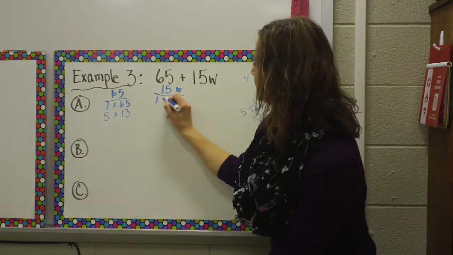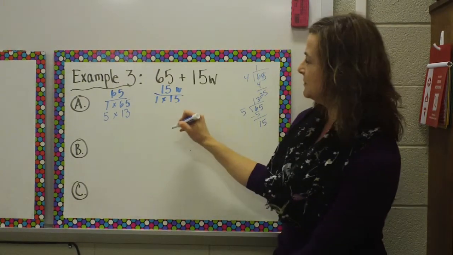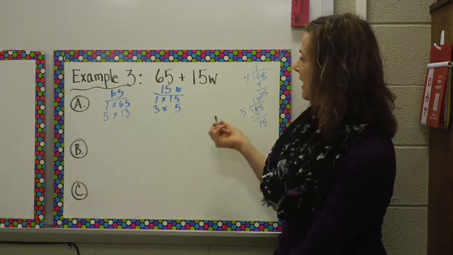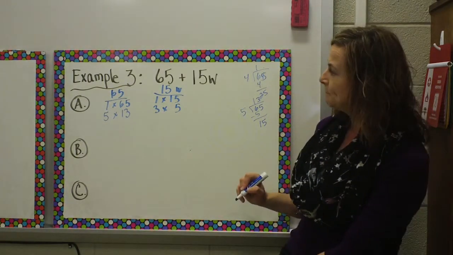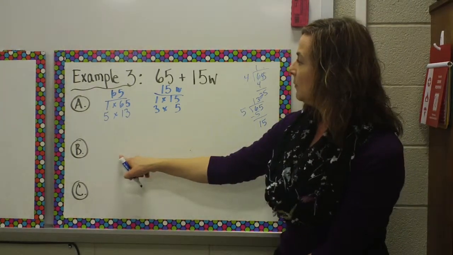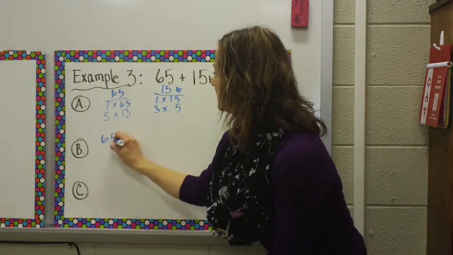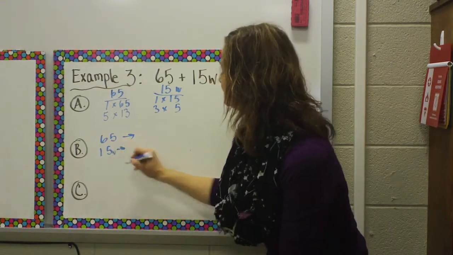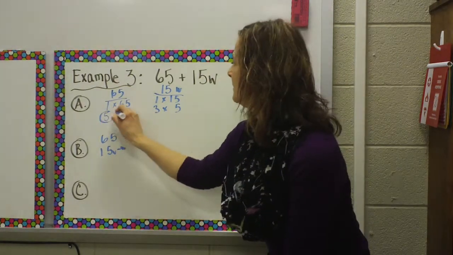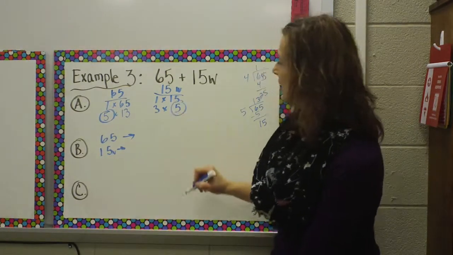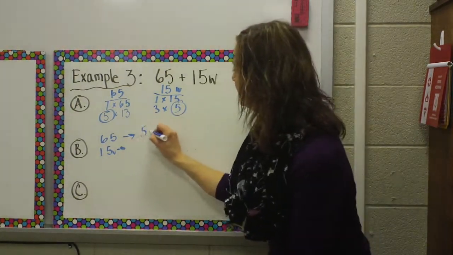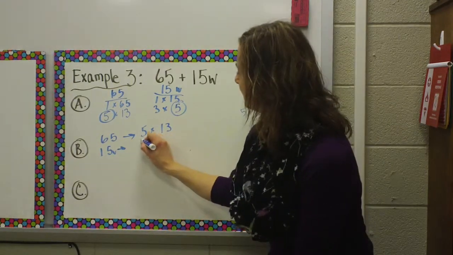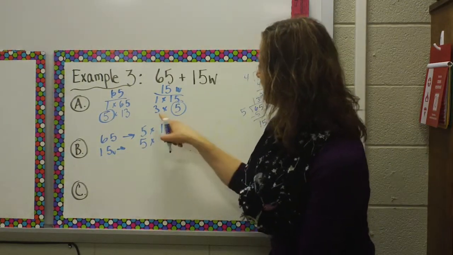So I go over here, 1 times 15, 2 times nothing gives me 15, 3 times 5 gives me 15, and my factors are done there. Part B says to factor out. So I've got 65 and 15w. Well, it looks like my greatest common factor is going to be 5. So 5 times 13, and because I've got my w here, it's going to be 5 times, and I'm left with 3w.